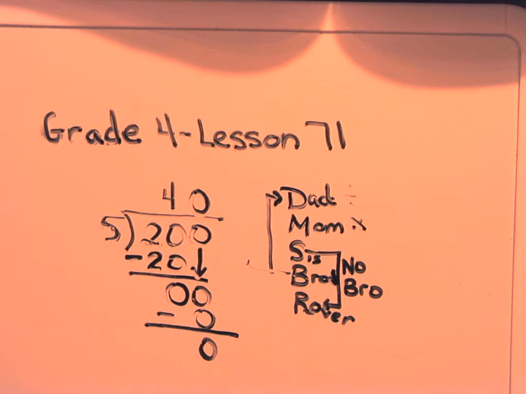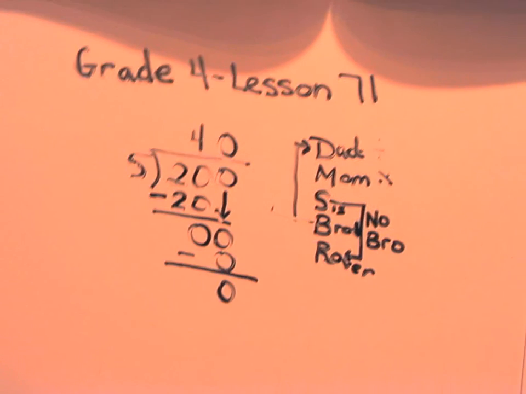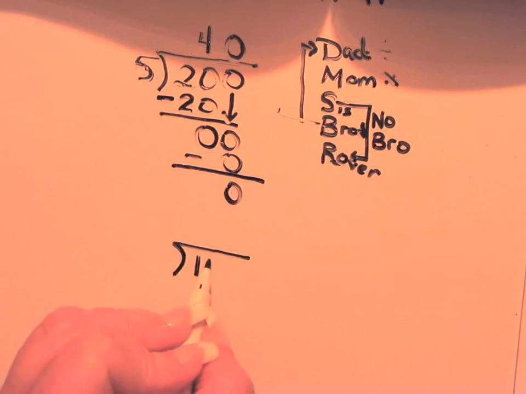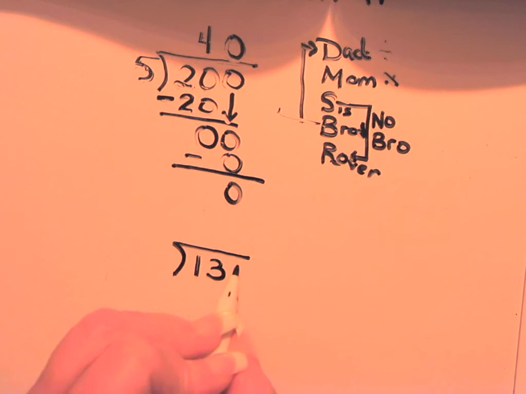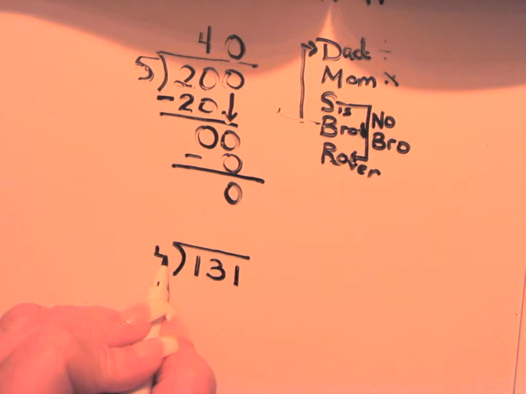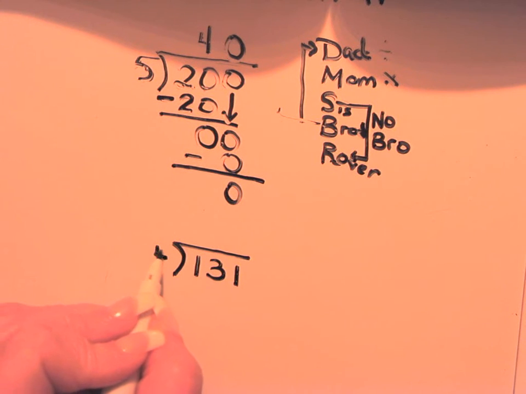Okay, that's the first type of problem with 0 in it. Now, the next type of problem with 0 deals with if we have a problem and it doesn't necessarily end in 0, but what if we have something like this? Let's just do 5 again. 5s are easier for us to remember, right?